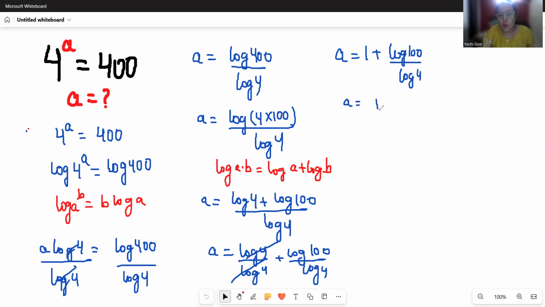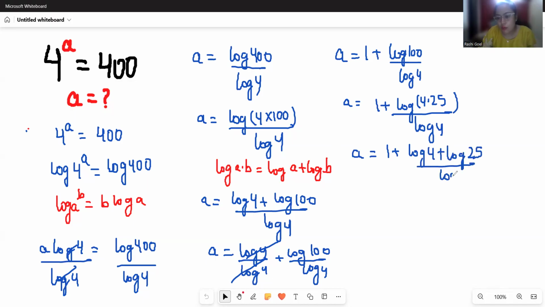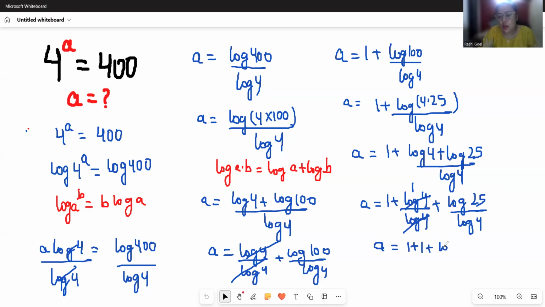a = 1 + log 100, we can write it as 4 times 25, over log 4. So again I'm using the same identity, log (a times b) as log a plus log b, over log 4. So a = 1 + log 4 / log 4 + log 25 / log 4. This will cancel out, gives 1. So a = 1 + 1 + log 25, as 5 squared, over log 4. So a = 2 + 2 log 5 with base 4.